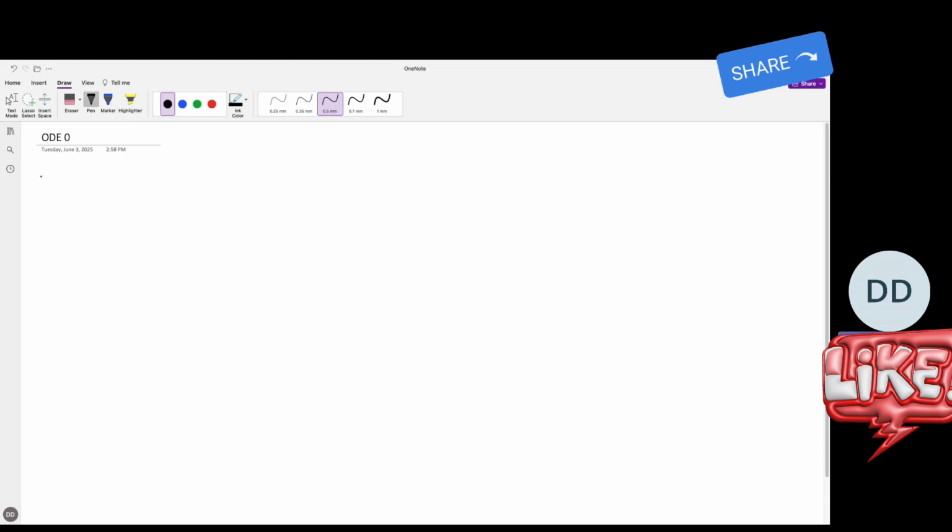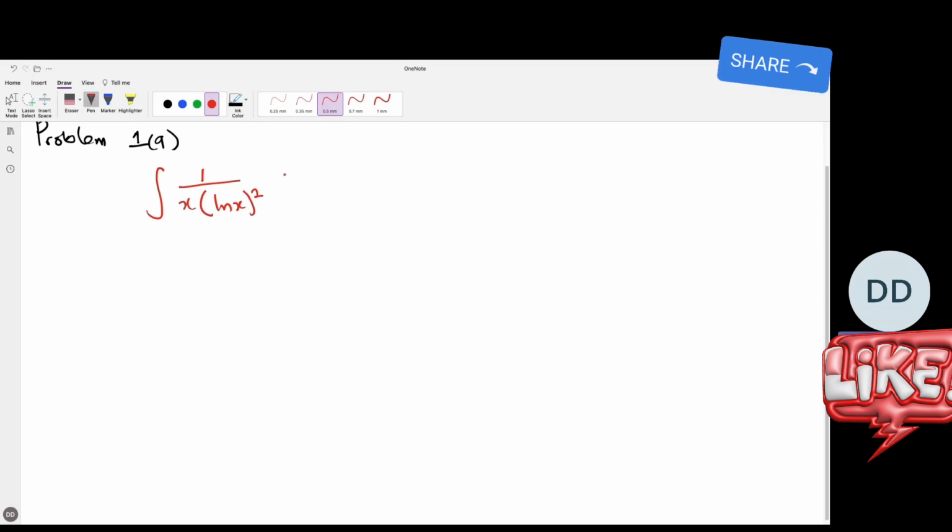Let me call it problem 1A. Let's say you are asked to solve the integral of 1 over x times natural log x squared, dx. So this is integration, just as we've seen in our calculus classes.